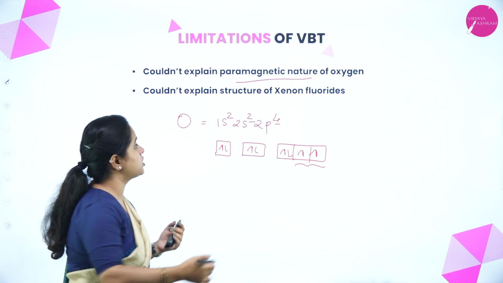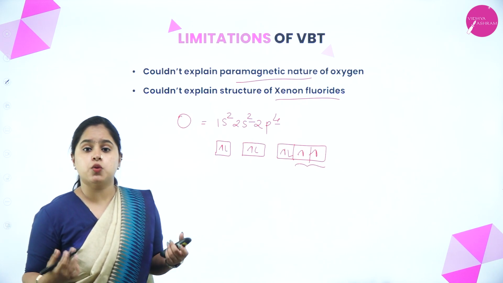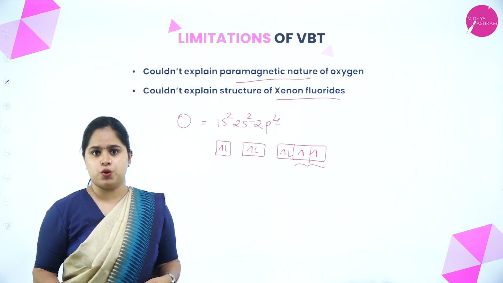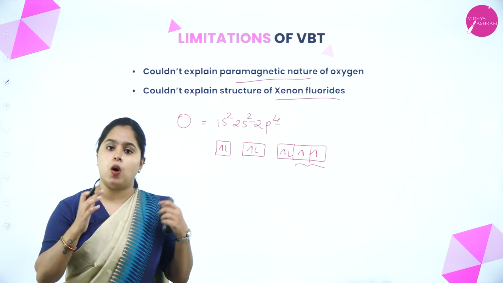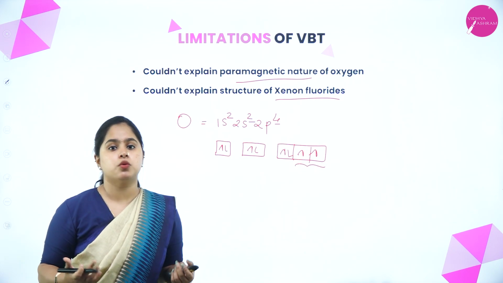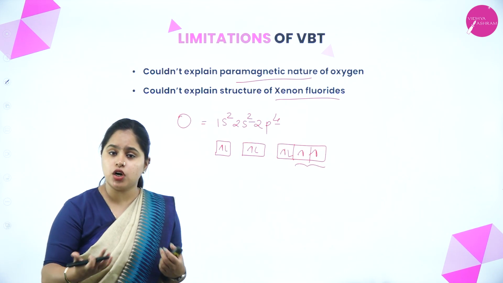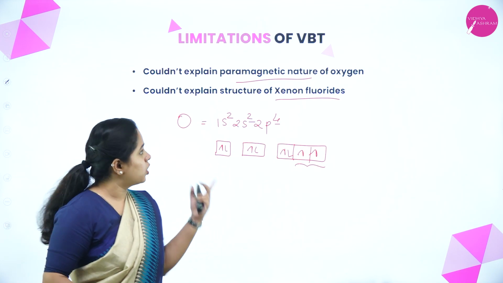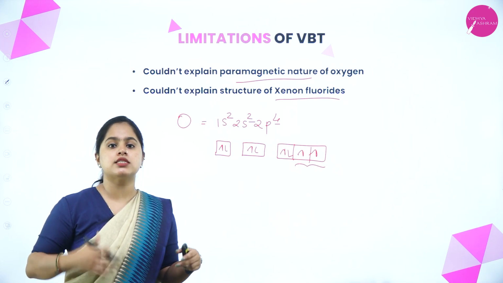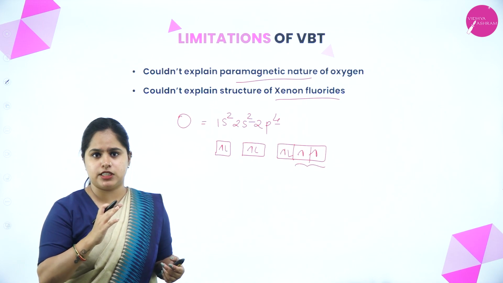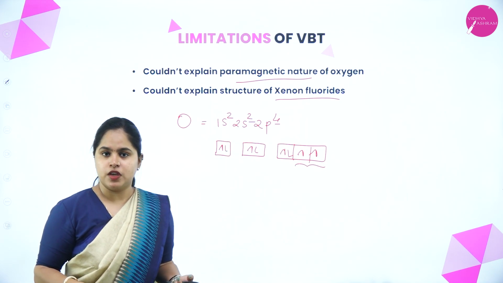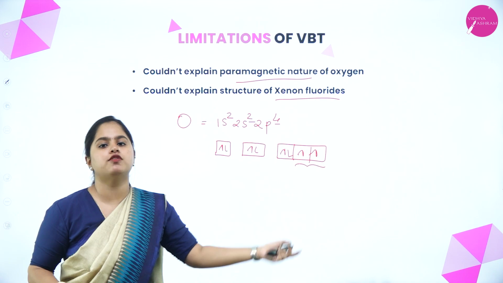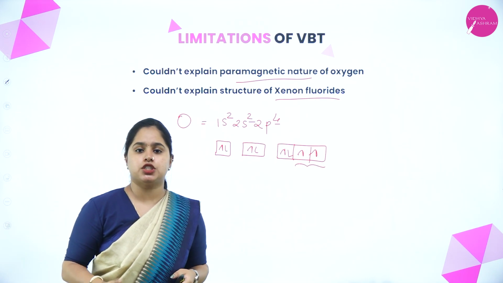Next one is it couldn't explain the structure of xenon fluorides. Now, let's take the case of xenon. It comes under the noble gas group, right? It is a noble gas. So, we know that they are already stable. If it is already stable, what do we know? They do not form any compounds, or it does not take part in chemical bond formation, right? They already have all the electrons paired. According to valence bond theory, if there are unpaired electrons, the atomic orbitals overlap and they pair up with each other. So, how can xenon fluoride be formed? Yet it is actually a compound which can be formed, and VBT couldn't explain the structure of xenon fluorides. So, these were the few limitations of valence bond theory.